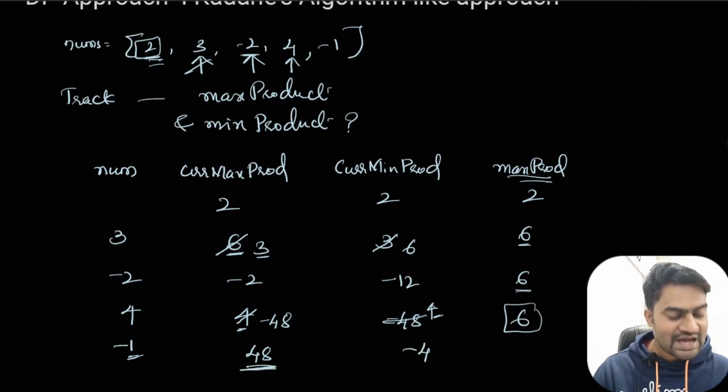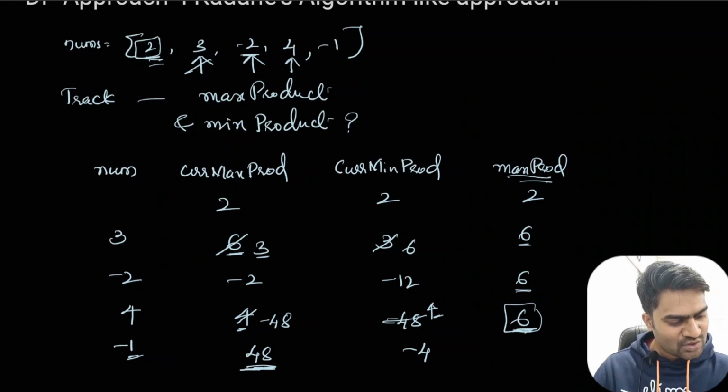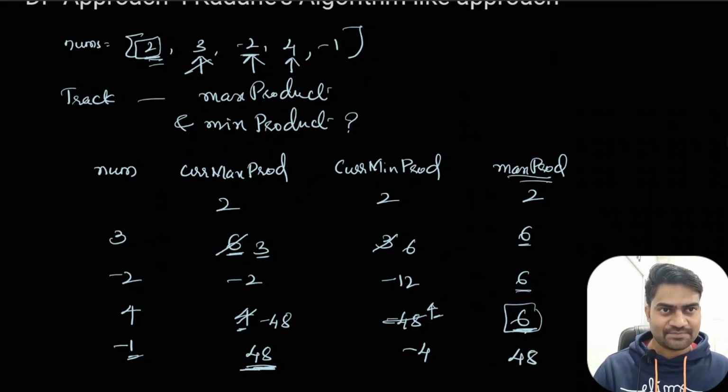Now if you see, our 48 is more than our 6. So this is the point I am trying to say. Why do we swap the numbers whenever we get a negative number? Because in that particular multiplication, our most negative number can turn out to be the most positive number. So with that, I will update my max product to 48. This is how we come up with the maximum product of the subarrays.